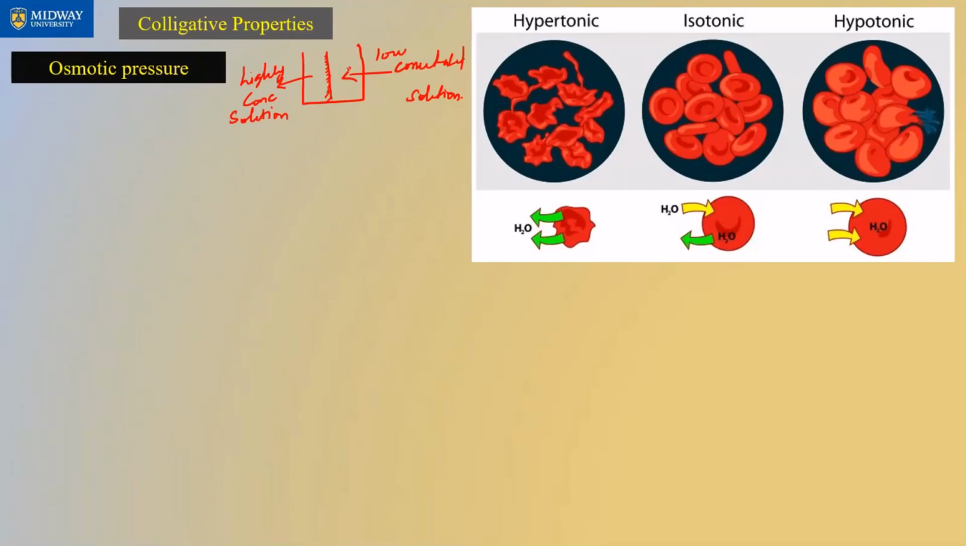And when a situation like this happens, the water goes from the low side to the higher side to dilute the solute molecules so that an equilibrium is established between these two sides. When an equilibrium is established, the pressure that's generated in the process is called osmotic pressure.